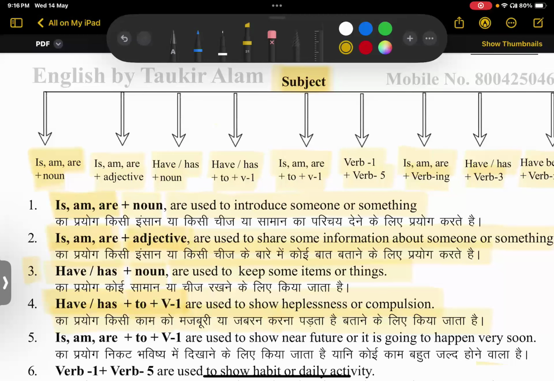I have to pay the fine means what? When you say I have to, you have to, we have to, they have to, this means you are telling someone that you are going to do something. You don't want to do that work. You have no desire to do that work, but you are helpless to do it. That is why you are using you have to, I have to.